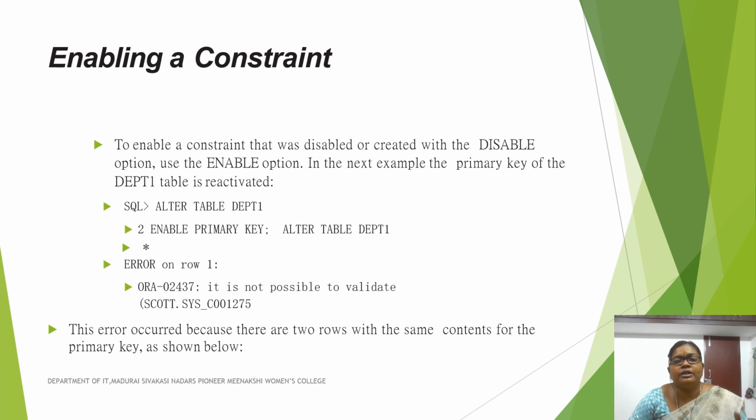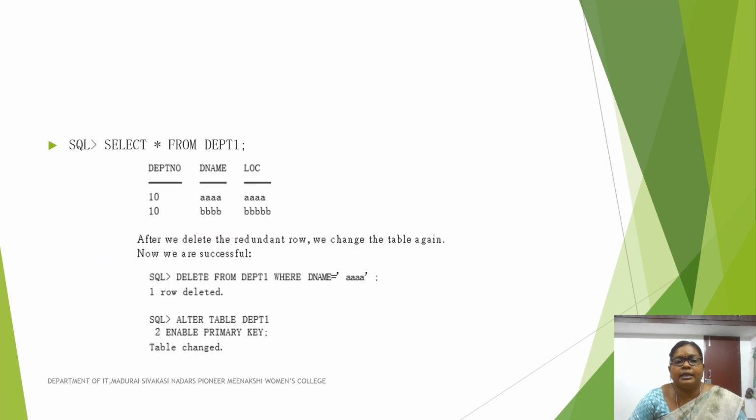Just remove at least one row to enable this particular option. So in the next slide, I'm showing the content: select star from department1. Department number, department name and location are mentioned here. The data stored in this table is 10, AAA, and the location is also the same, and department number again 10. After we delete any one of the rows, the constraint is enabled perfectly.